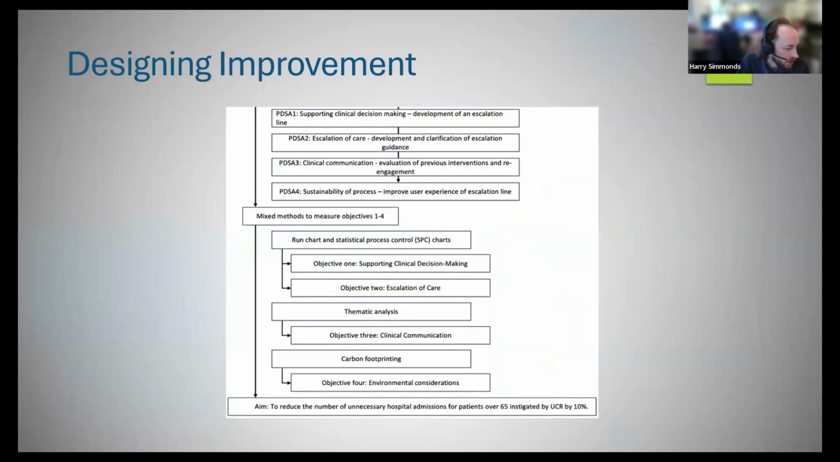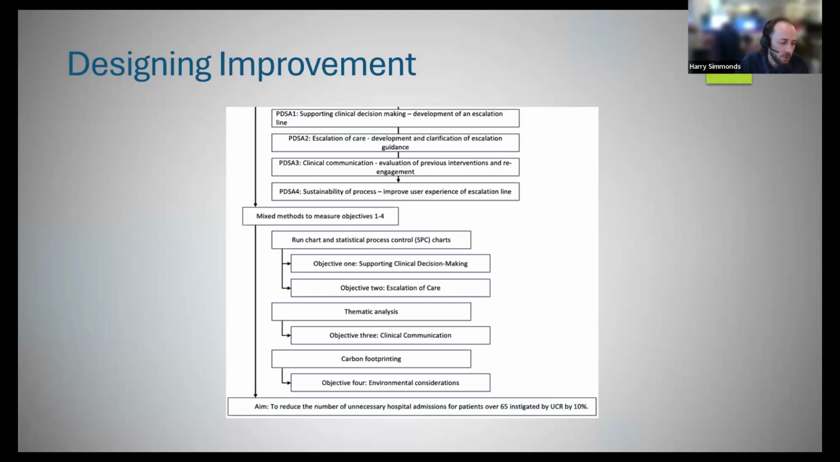So a mixed methodology quality improvement project was adopted to design and implement an escalation phone line to make shared clinical decision making between team members easier. The sustainability in healthcare QI framework was used to ensure value was added to the triple bottom line, and plan, do, study, act cycles were used to introduce iterative change. 2 focus groups were conducted to get feedback on the experiences of the UCR clinicians who use the escalation line on a day-to-day basis.